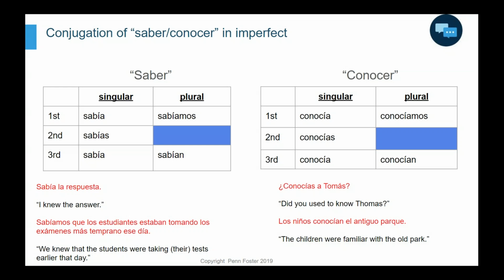And the second sentence, sabíamos que los estudiantes estaban tomando los exámenes más temprano ese día. We knew that the students were taking their tests earlier that day. Again, we're using saber in both of these sentences because they undoubtedly occurred. We know it for certain.